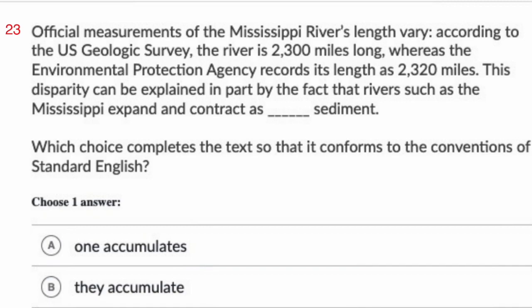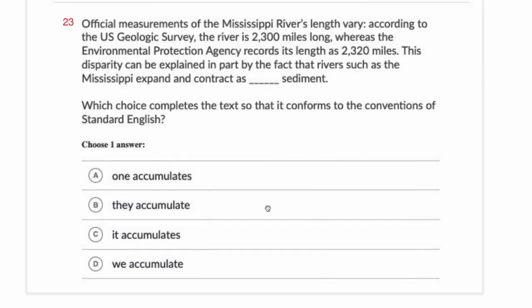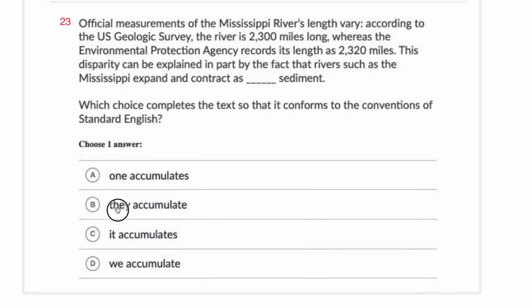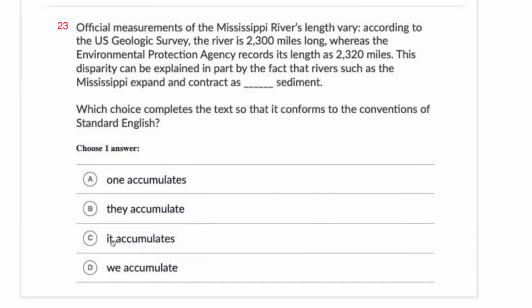And then our last one will have something to do with subject, not subject-verb, but noun-pronoun agreement. This disparity can be explained by the fact that rivers such as the Mississippi expand and contract as. So we're not talking about just the Mississippi. We're talking about rivers in general, of which this one is just one example. Rivers expand and contract as they.